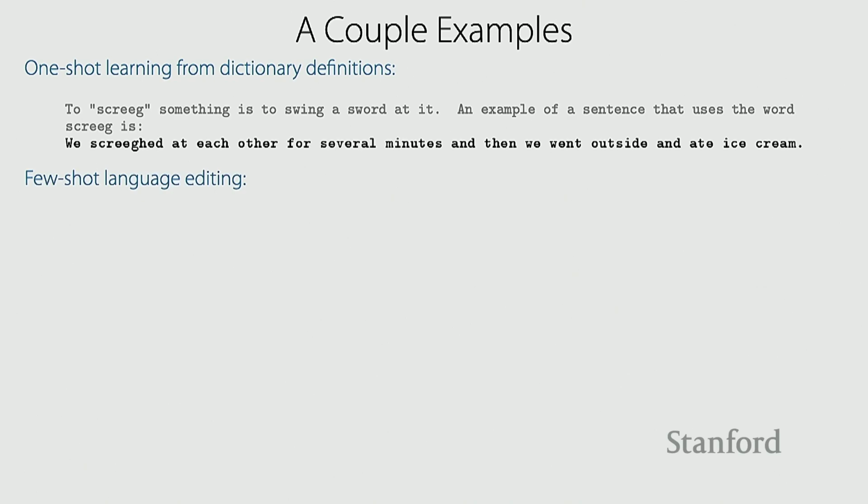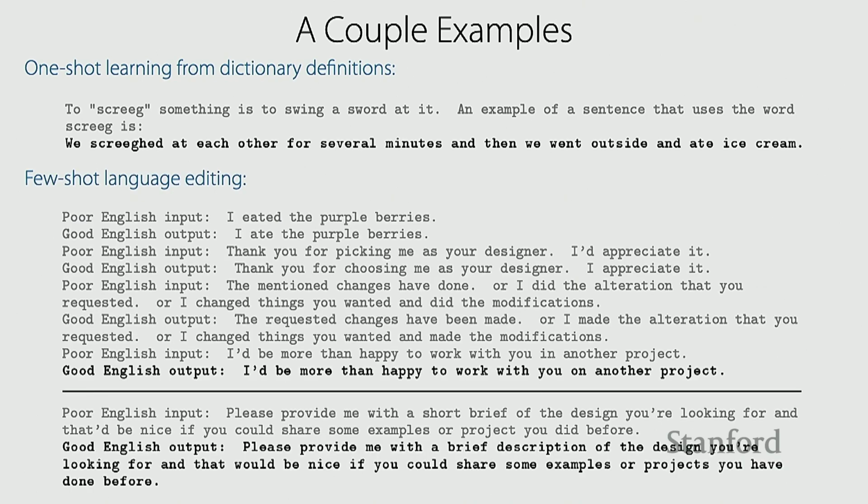and then it can generate an example of using that word in the sentence. You can also ask it to edit language, so to say like poor English and good English, give it three examples of that, then give it another poor English input, and then ask it to produce the corresponding output. Here's another example of correcting the English.